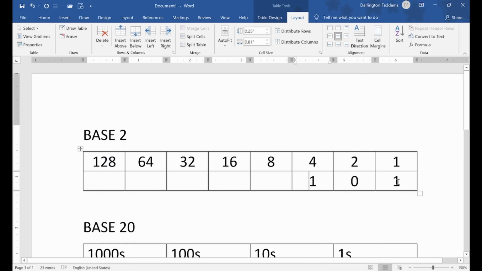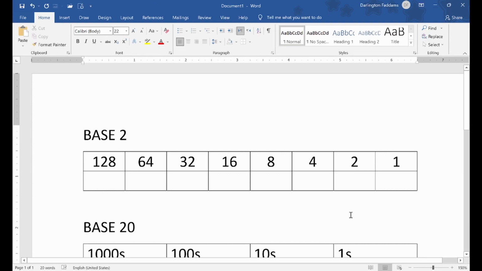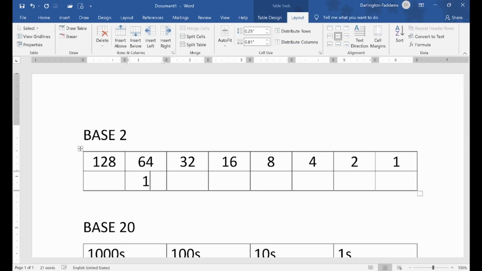Let me give you another number. Let's say you are asked to find 65. Okay, because this is a table, I'll put 1 in the 64th position and I'll put 1 in the ones position. All of these, I'll give them 0. Is that what you got for 65? Those of you who calculated 65, check your answer. Is that what you got? Excellent.